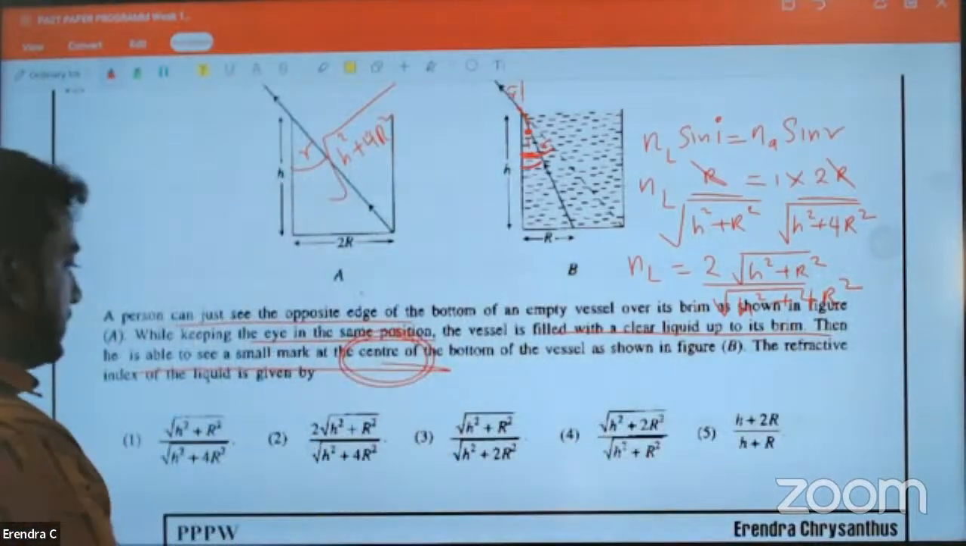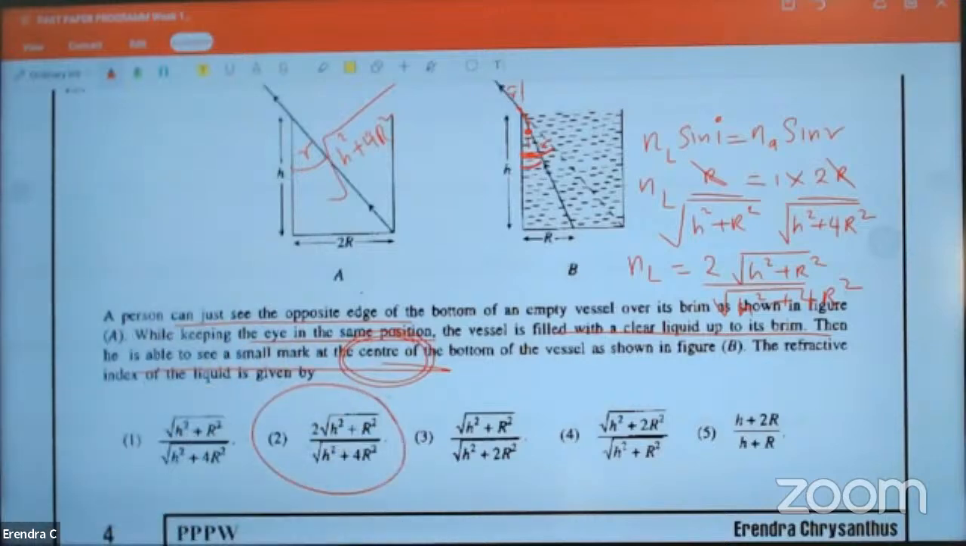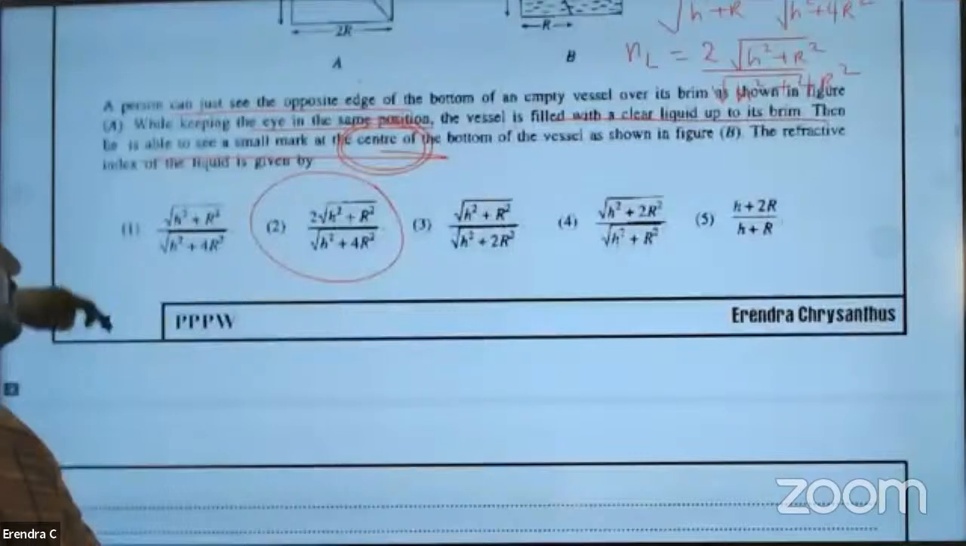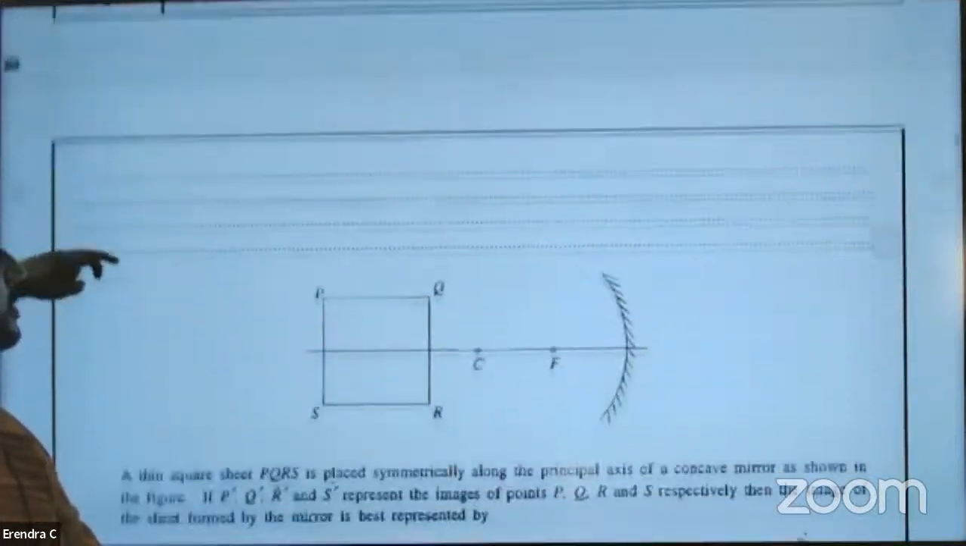Where do you see this? Only in answer number 2. Okay. These things you have done in theory. Only in answer number 2. Right.